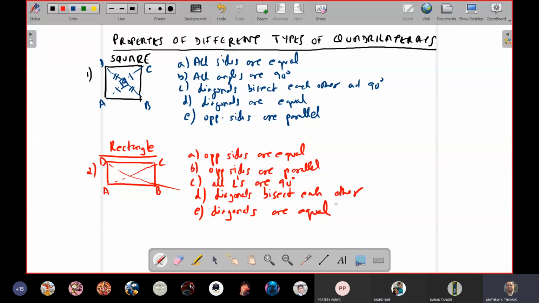So you note down the properties of a square and the properties of a rectangle. Then we go to the next two. I'll give you a minute to copy down. Once you have copied down, you can let me know. Then I can rub out the first part and draw the third figure. These properties are important. Some of you may already know them, but it's better that you copy them down.